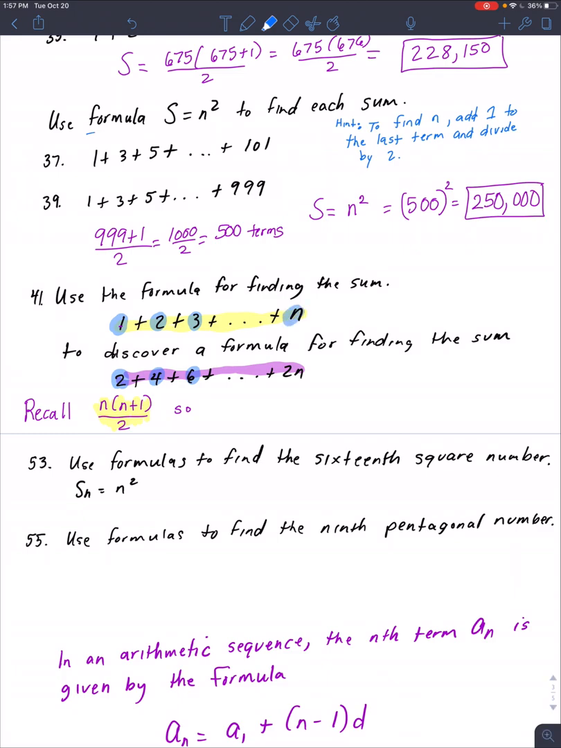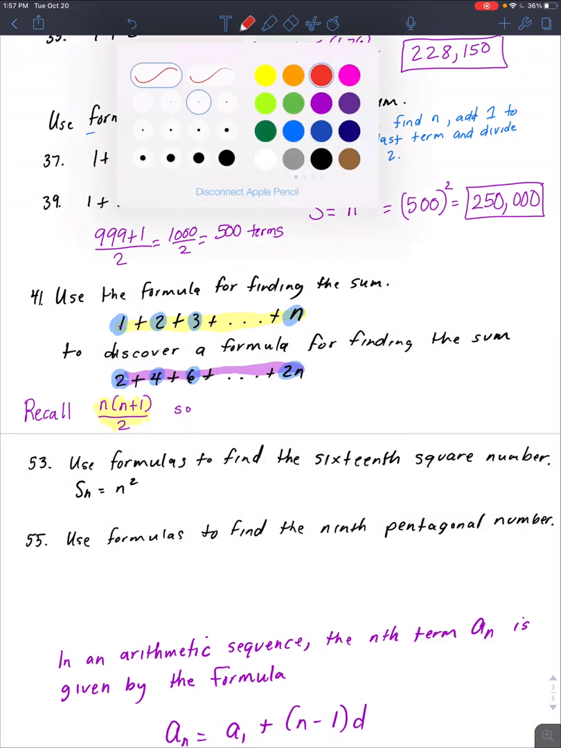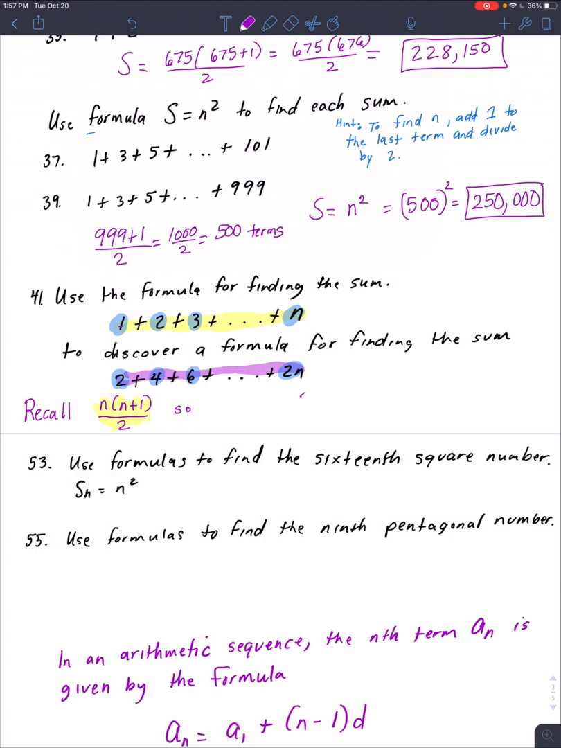What about even here? What are we doing to get from yellow to purple? Good. You're multiplying by 2, right? So what we can see is if we take 2 times this original formula that was given to us, then we can simplify here. This 2 is going to cancel with that 2, and n times n plus 1 will be the formula for finding this sum. And this is going to be our answer.